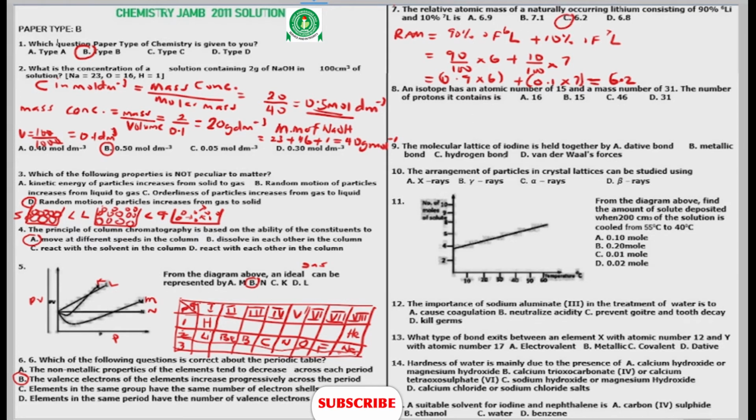So 0.96 times 6 plus 0.17. 1 times 7 is 6.2. So option C.